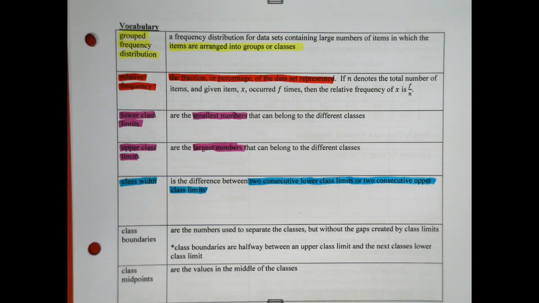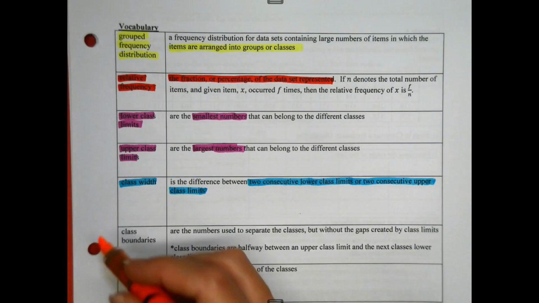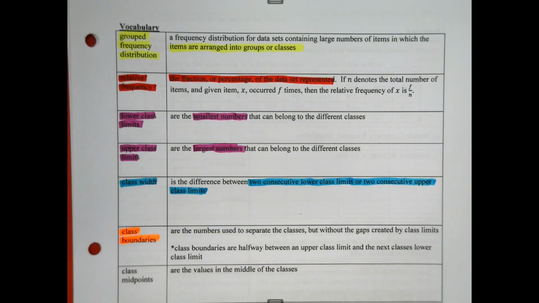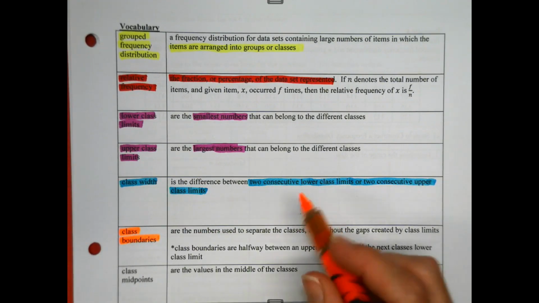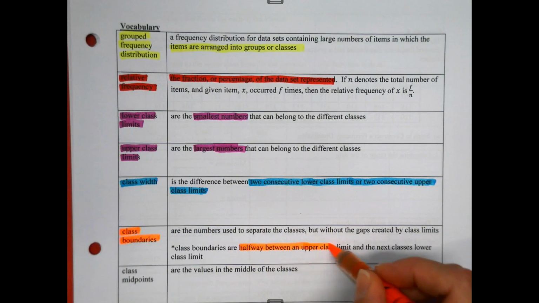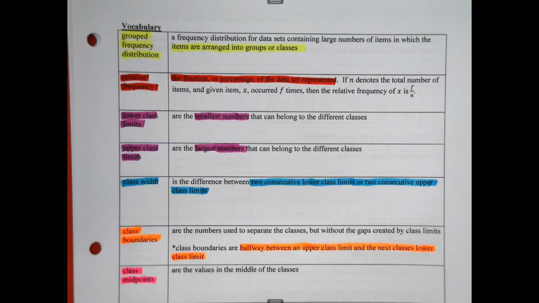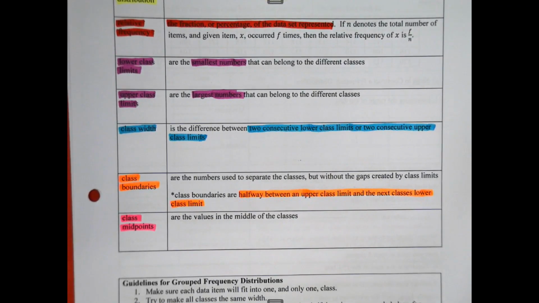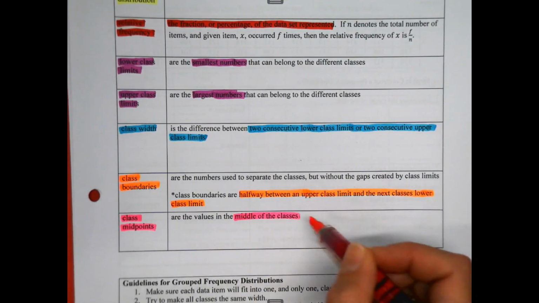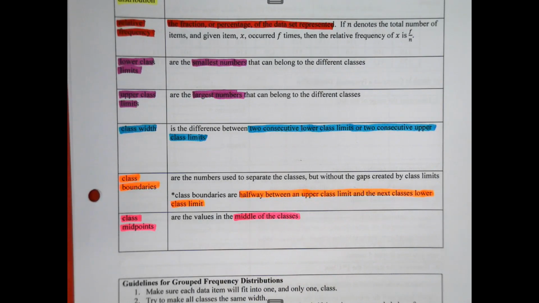Class boundaries are the numbers used to separate the classes, but without the gaps that are created by the class limits. There's a note down here that says class boundaries are halfway between an upper class limit and the next class's lower class limit. And then the last vocab for this part is class midpoints. They are the values that are in the middle of the classes. And we will talk about how we find all of these.